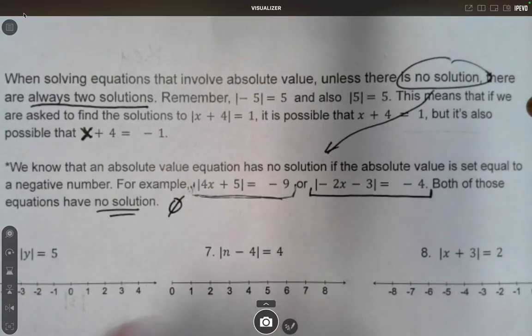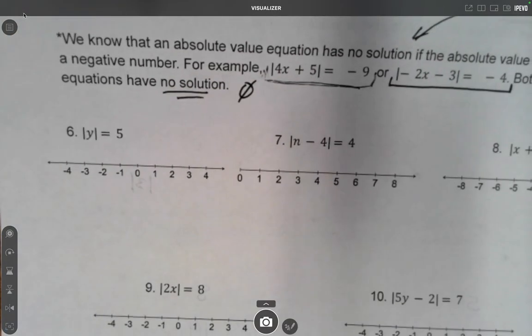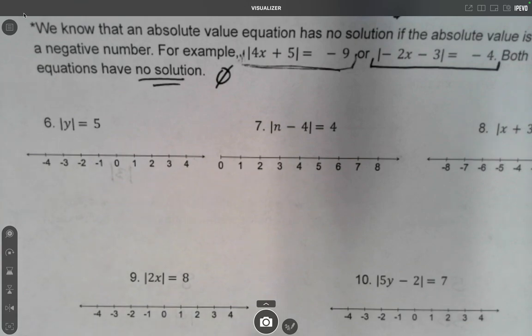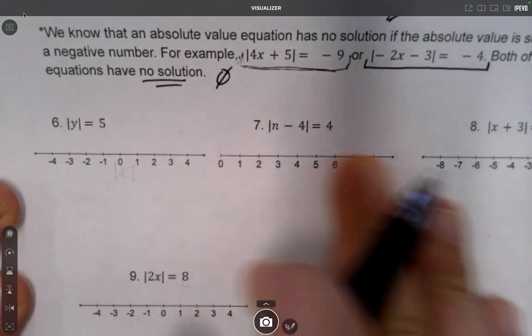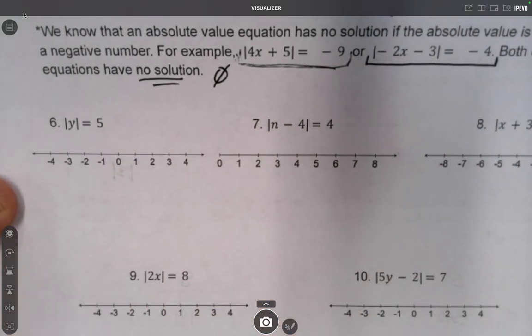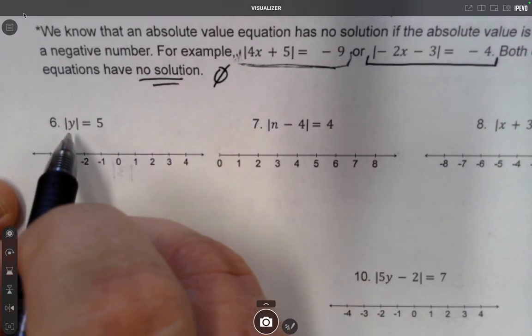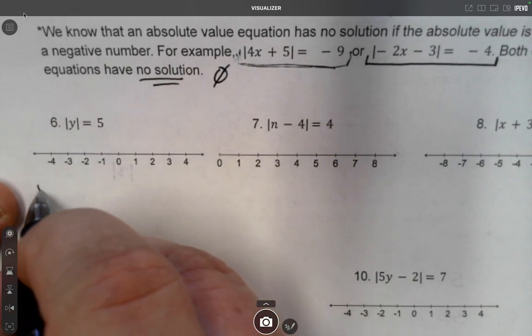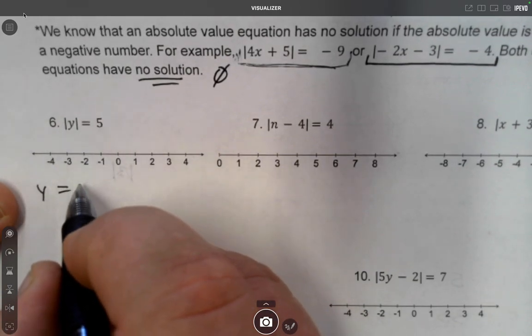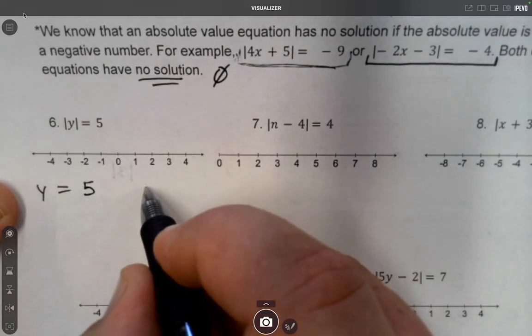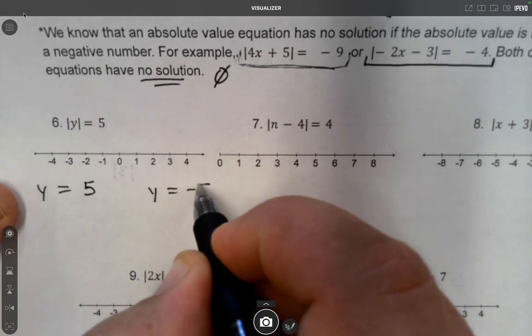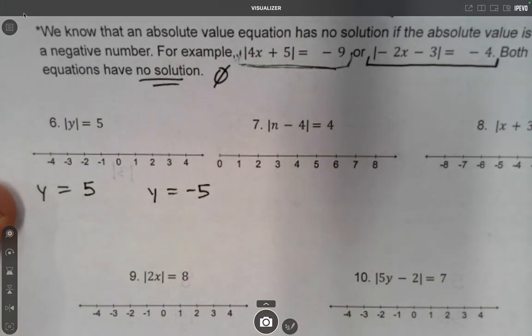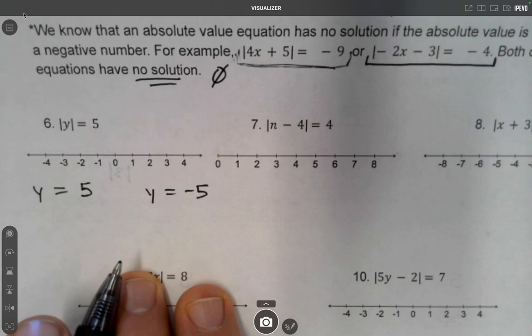But I'll go ahead and tell you, all 5 of these we're going to do have two solutions. So here's how we set it up. This is true for all the ones where we're solving equations for absolute value. So y has two possibilities. What's inside this absolute value could be equal to exactly what it says, 5, or it could be equal to the negative of that, which is negative 5. And on this one, we don't have to do any work because it's already y equals.